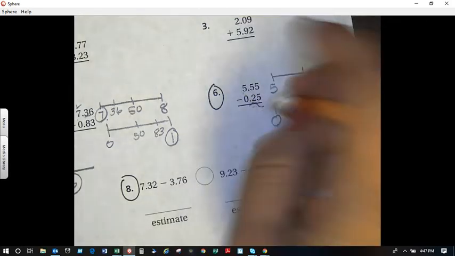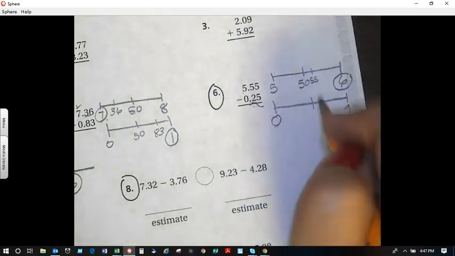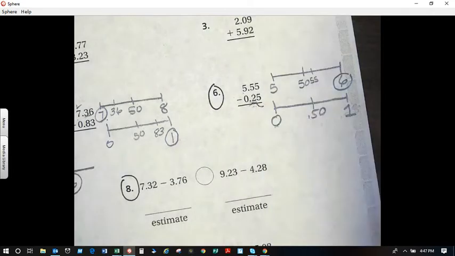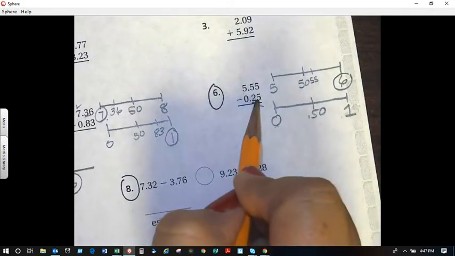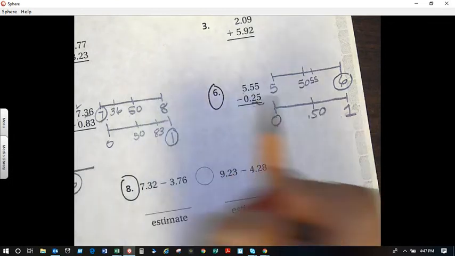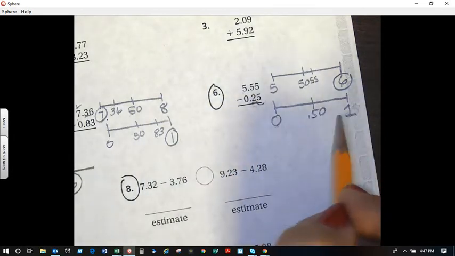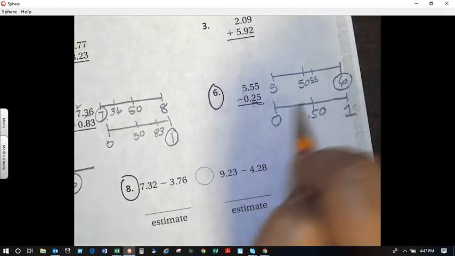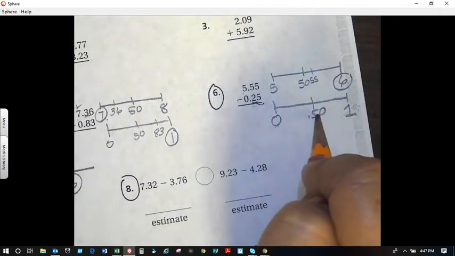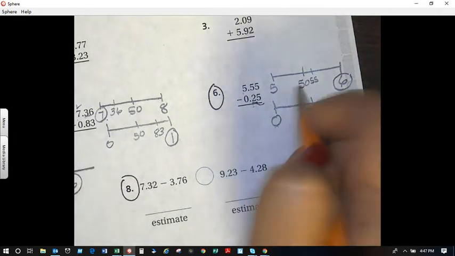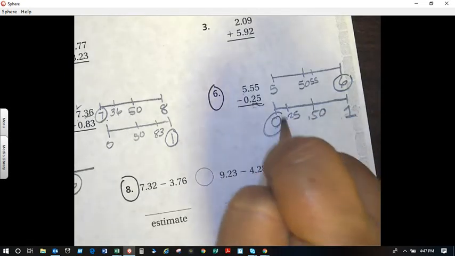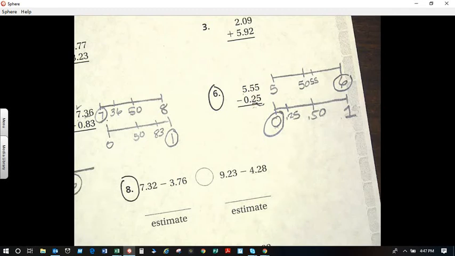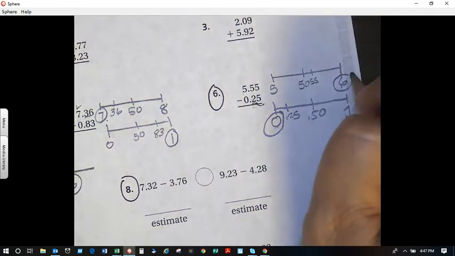And I'm going to put my 50 mark there. And for my 2500ths, where would that be? Because remember, this is the one whole. It'll be less than or greater than 50 hundredths? Less than. So then it's 0. That's what I'm going to estimate it to.